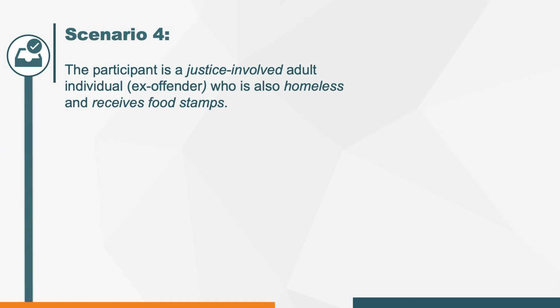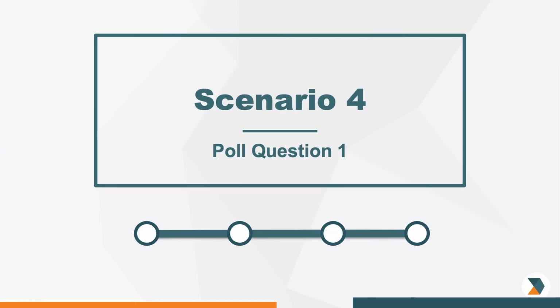Thank you, Kim. And in this 4th scenario, the participant is a justice-involved adult individual, otherwise referred to as an ex-offender, who is also homeless and receives food stamps. We'll give you all time to answer that. Yes.